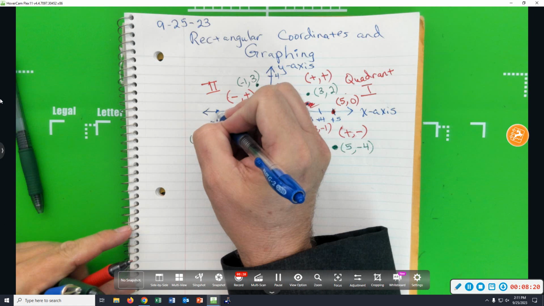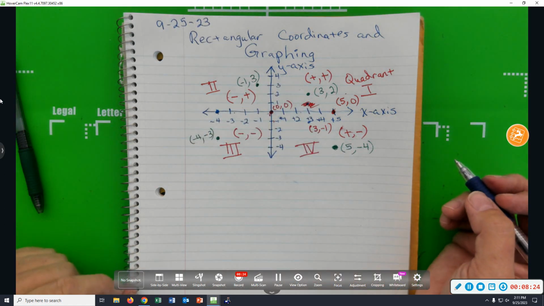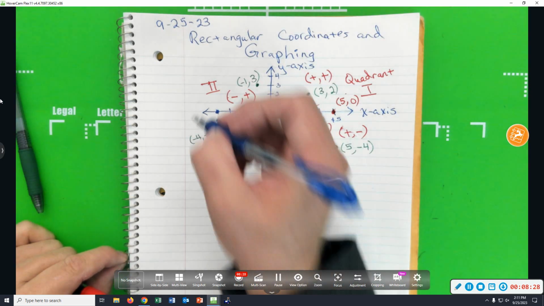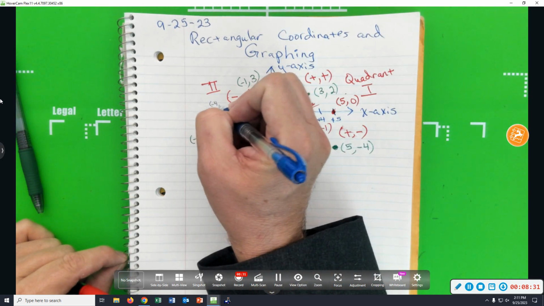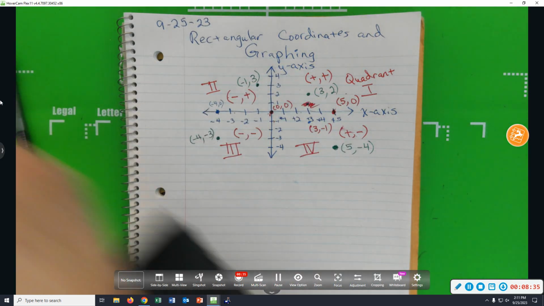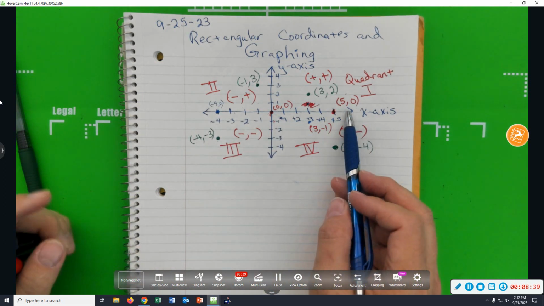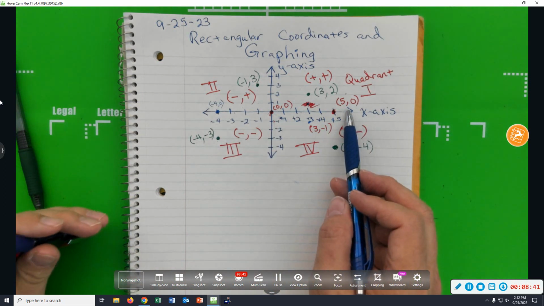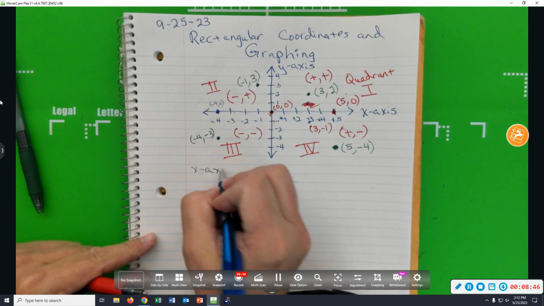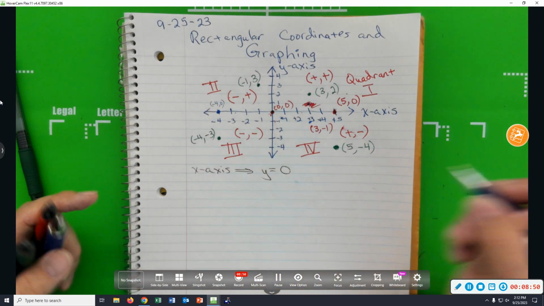What about this point right here? Give me that point as an ordered pair x, y. Okay, you go left 4 and then up 0. Negative 4, 0. This is going to be important. Any point that's on the x-axis must have a y value of what? 0. If a point is on the x-axis, the y-coordinate will equal 0.